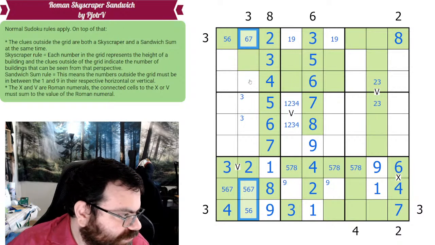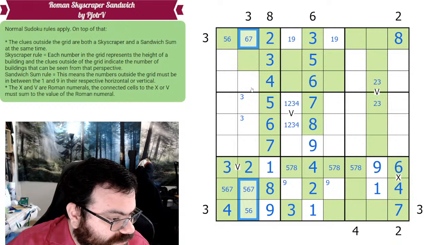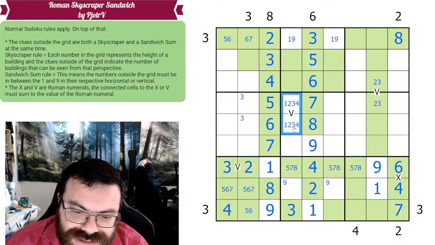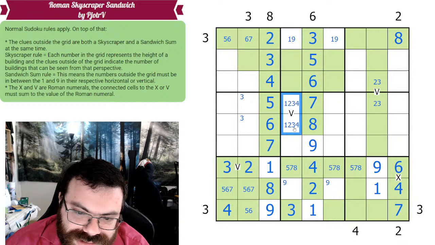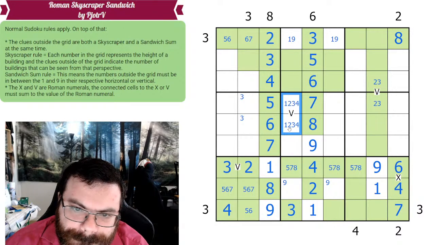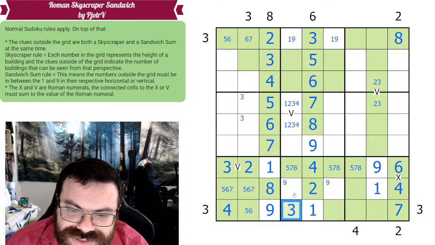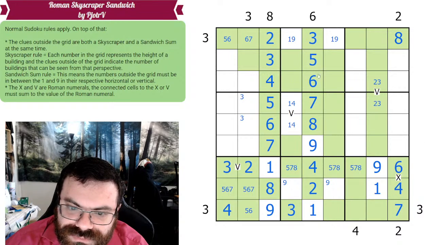Oh, thanks, Kaku. The V clue in column 4. How do I resolve this one? Oh, it sees a 3. Thank you. So these are not sandwich. That should help something, right? Maybe? No?